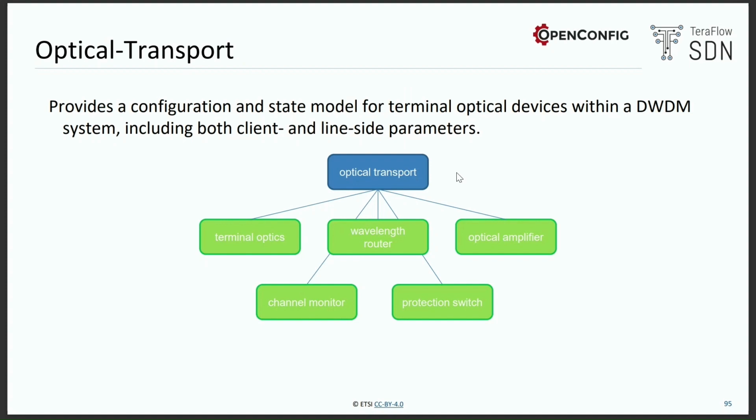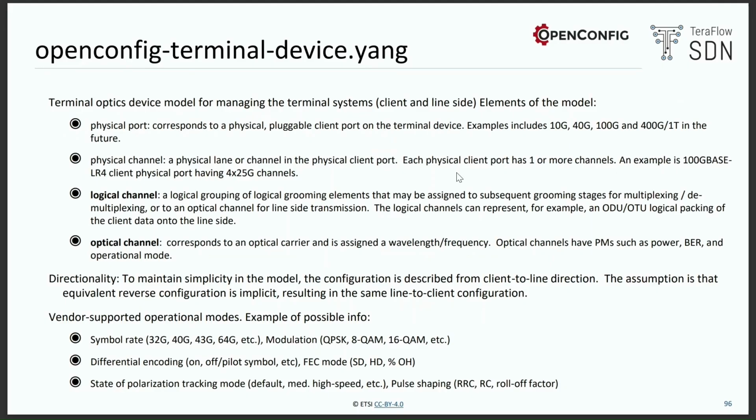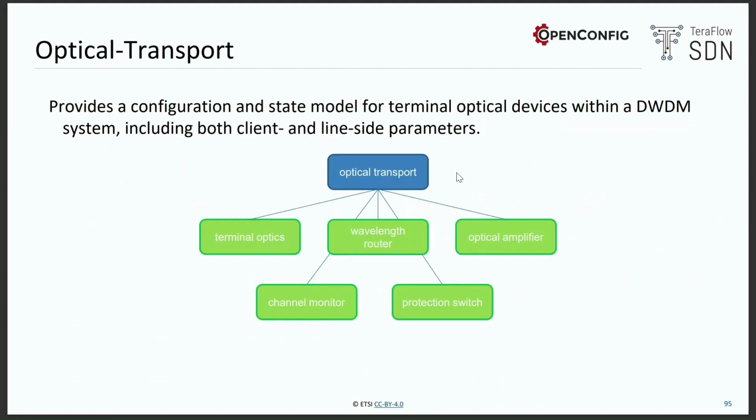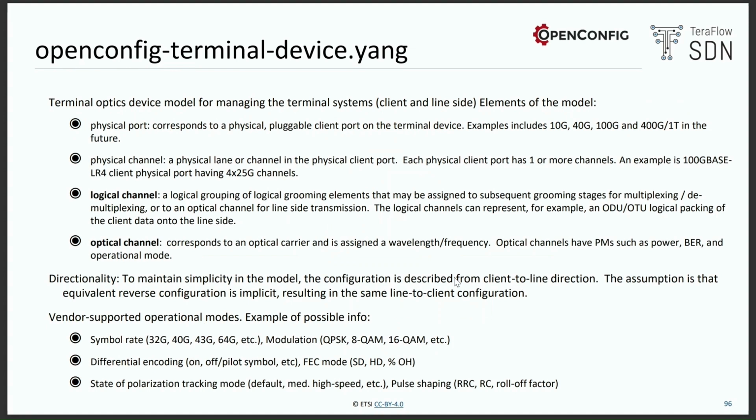And well, for the optical transport, for the sake of saving time, maybe I will go quite fast here because it's just some details on the terminal device model that is used for modeling devices, in particular here, things related to the terminal optics, the wavelength routing, the optical amplifiers, channel monitoring, and so on. So the idea is that the data model enables us to define all these settings with different technologies, with the different wavelengths, modulation formats, and so on.